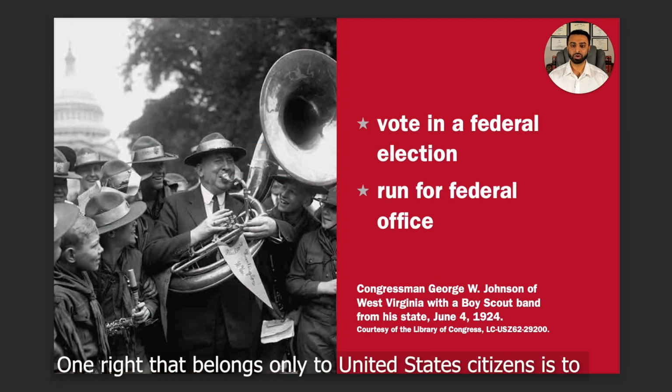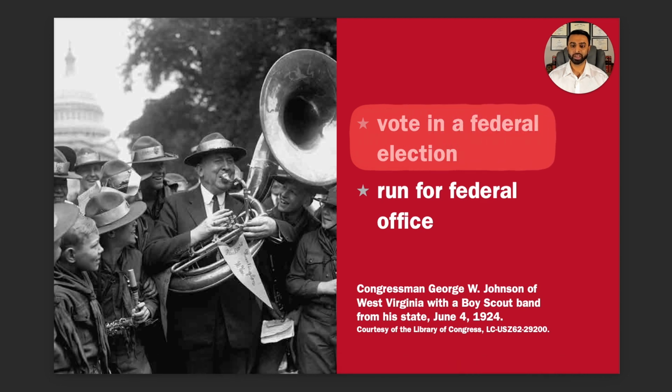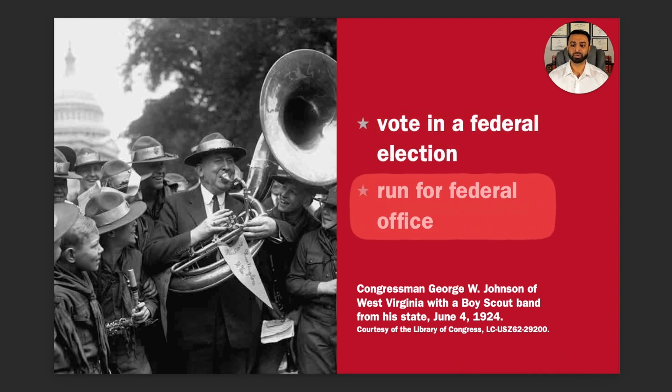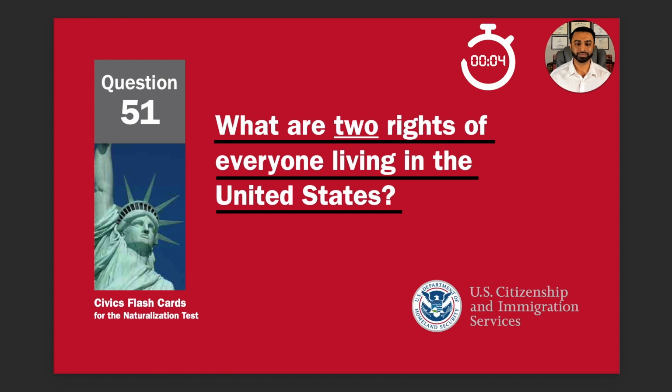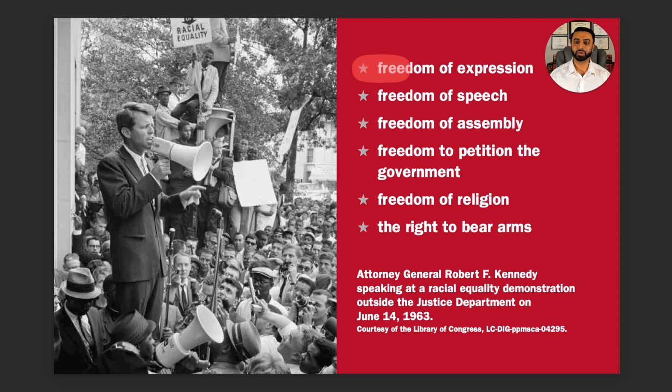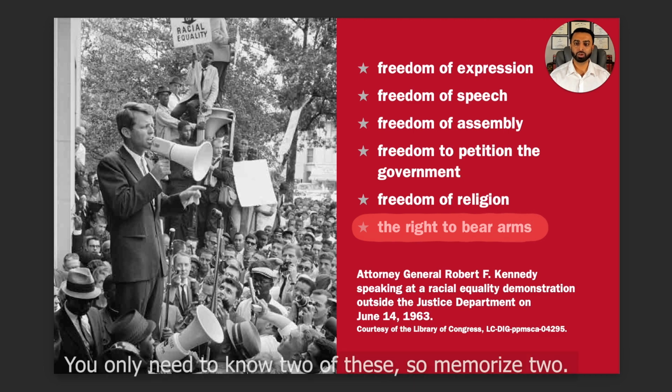One right that belongs only to United States citizens is to vote in a federal election or run for federal office. What are two rights of everyone living in the United States? Freedom of expression, freedom of speech, freedom of assembly, freedom to petition the government, freedom of religion, or the right to bear arms. You only need to know two of these, so memorize two.